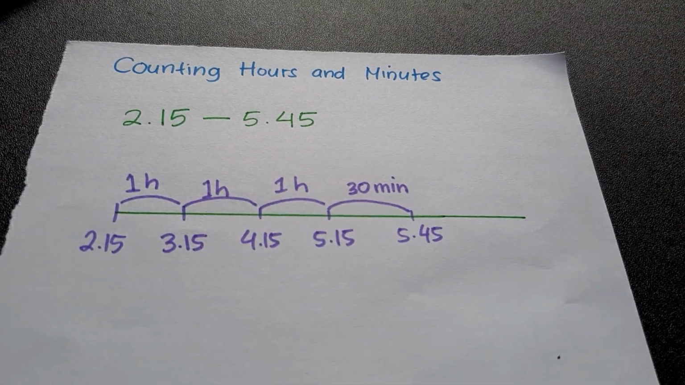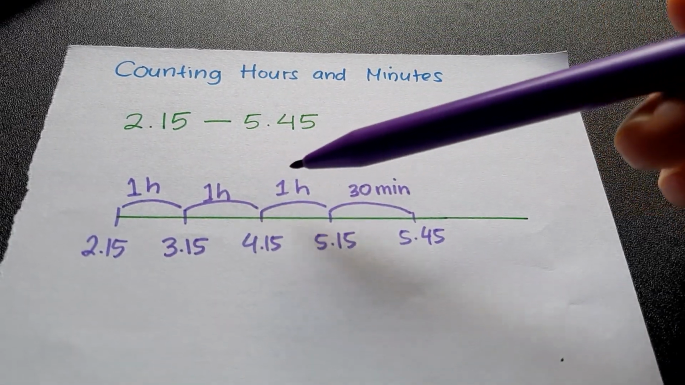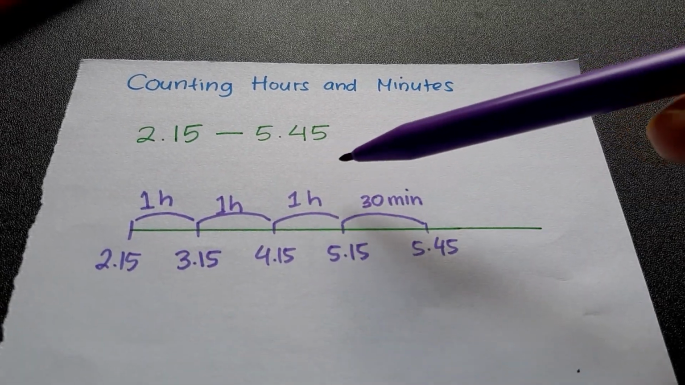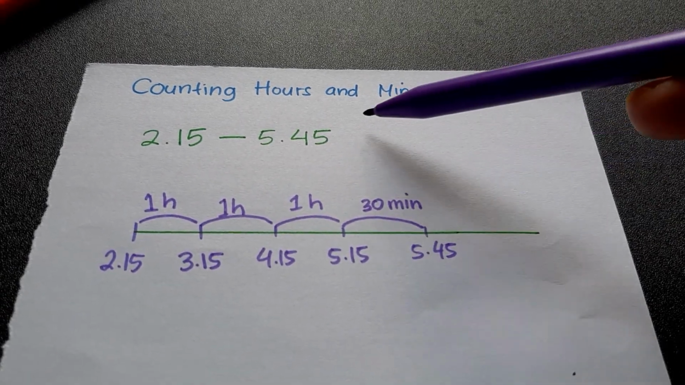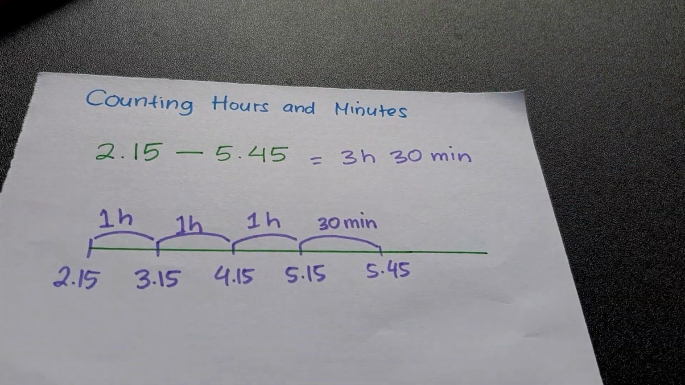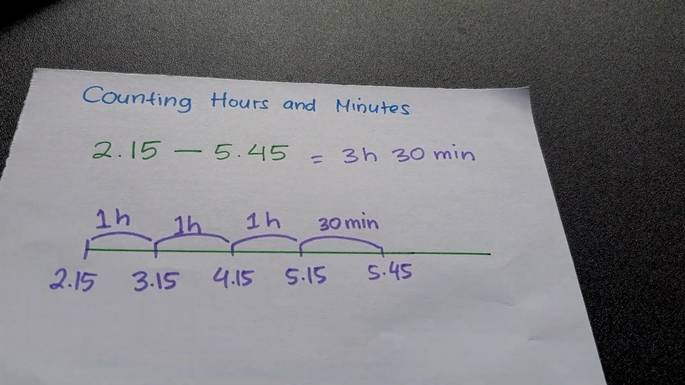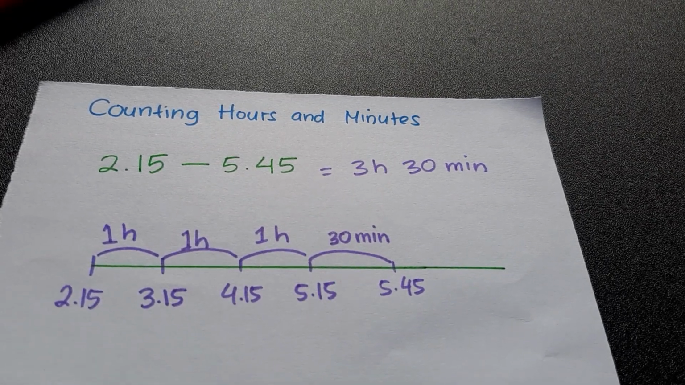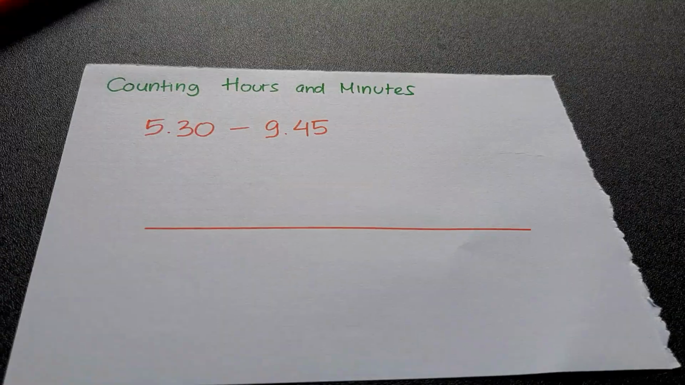There. So we have 1 hour, 1 hour, 1 hour, and 30 minutes, or we have 3 hours and 30 minutes. So I'm going to write it over here. And then we get the answer. Do you understand? Okay, let's practice with another question using hours and minutes and time.